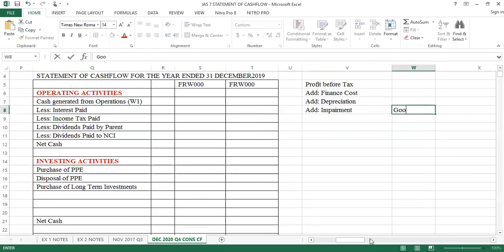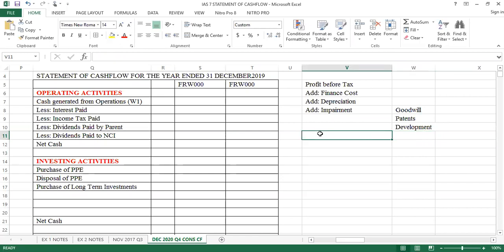Goodwill, patents, and development costs. That is impairment of goodwill, patents, and development costs. Or let me just call it development. You know what we mean by that. So we have that impairment. Next, if there is any, there was profit from investment in associate. So profit is a non-cash flow. So you less profit. Please take note of that. Profit from investment in associate, because there was investment in associate. If it is a profit, you less it because it is a non-cash flow. If it is a loss, you add it.